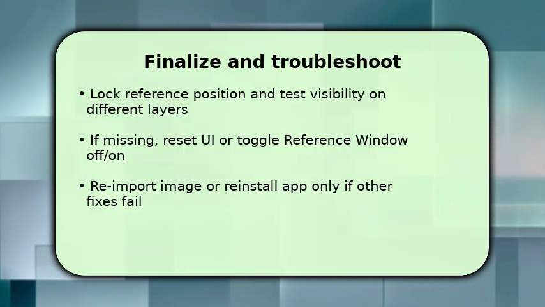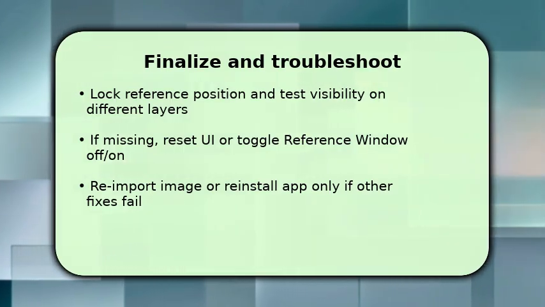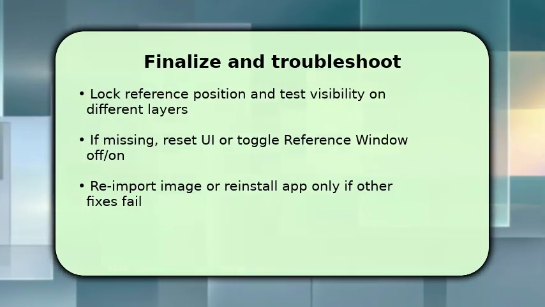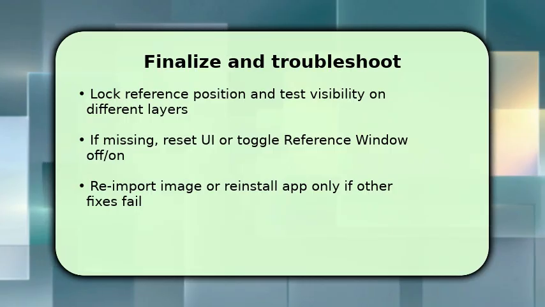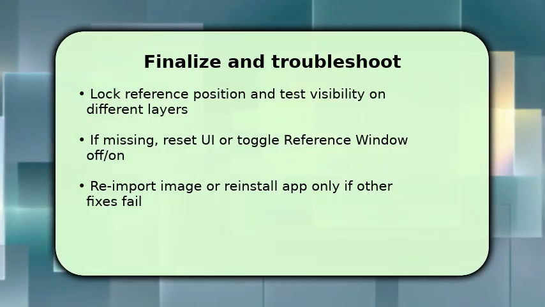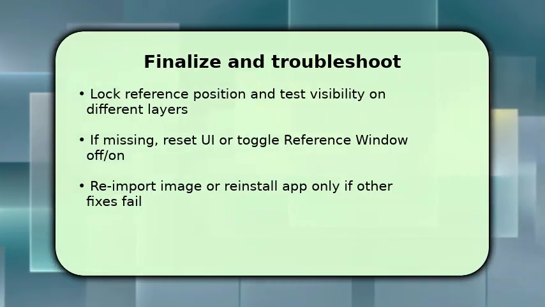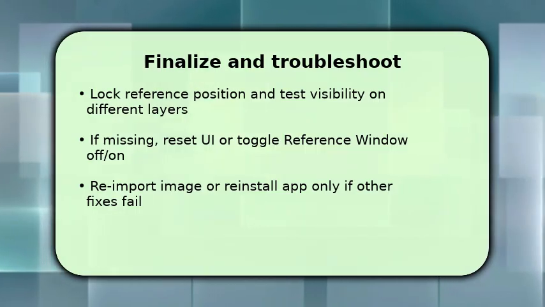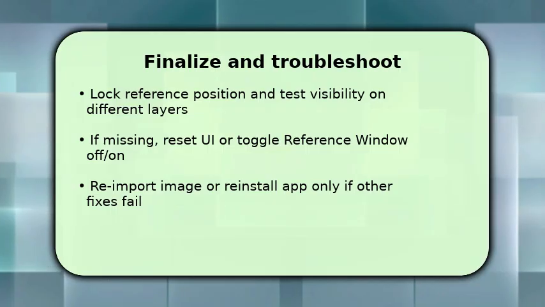If the window disappears or won't update, first toggle reference window off and on, then reset the UI layout from settings. That often restores it. If it still fails, re-import the reference image or restart the app. As a last resort, reinstalling can clear persistent bugs, but try the simpler resets first to avoid losing preferences.